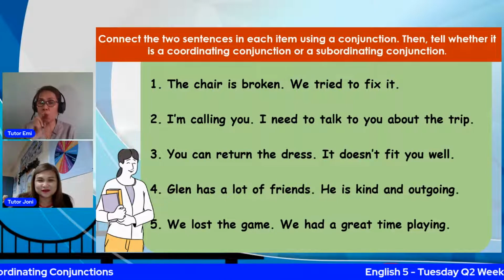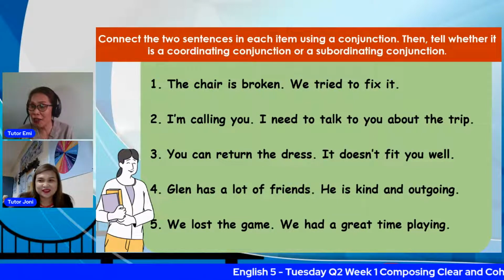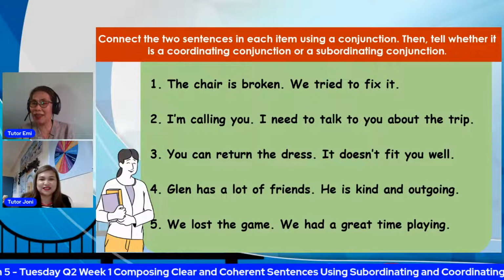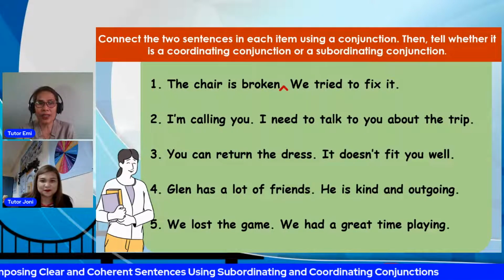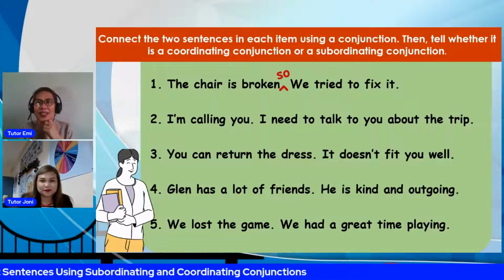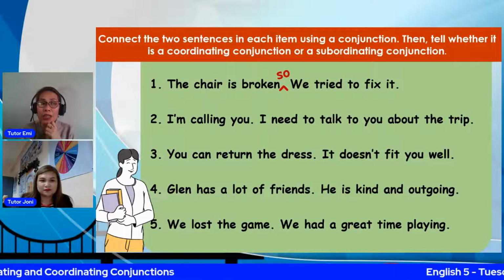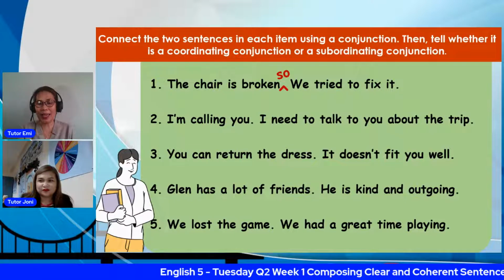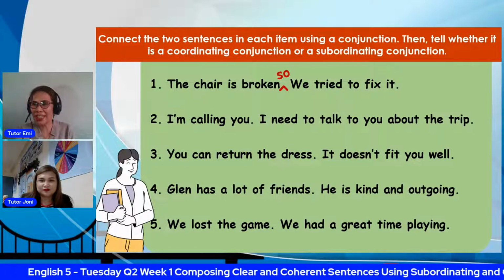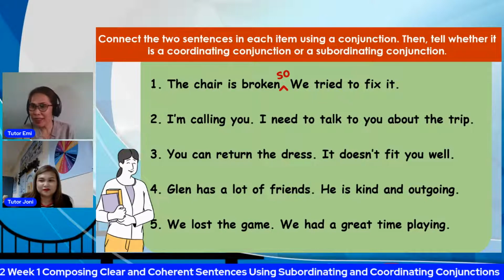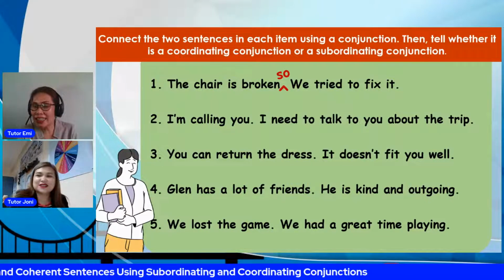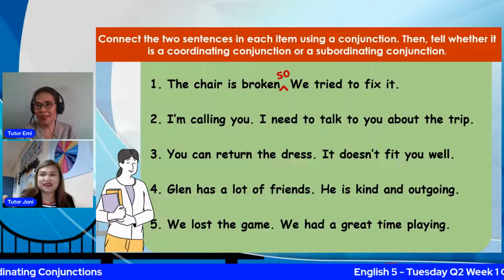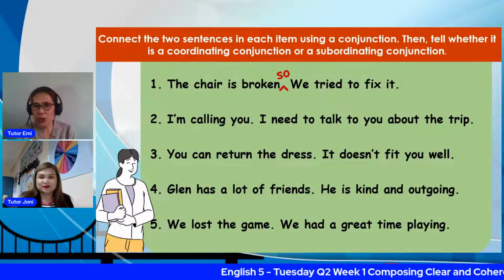All right, so let's start with number 1. Are you ready? Wow, they have already answered, Tutor Johnny. They're very fast. Okay, let's check. We have there: the chair is broken, so we tried to fix it. What kind of conjunction is that? Most of them answered but, Tutor Emmy. Yeah, but it should be so.